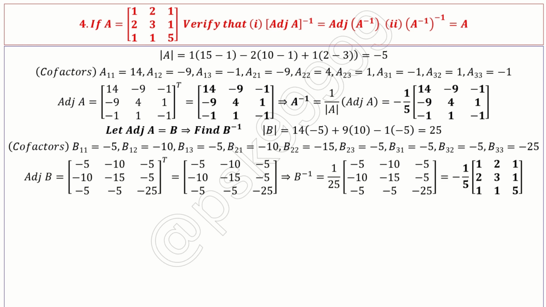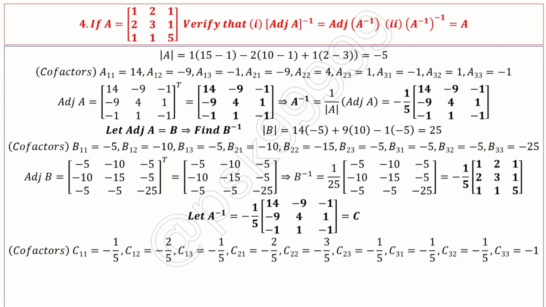Cofactors are here. Transposing the cofactors gives the adjoint of B, which is here. Then B inverse is nothing but minus 1 by 5, 1, 2, 1, 2, 3, 1, 1, 1, 5. This is my B inverse, that is the inverse of the adjoint of A. I got it here. Now I have my A inverse. I need to find the adjoint of A inverse. That's it. So let's call A inverse as C.